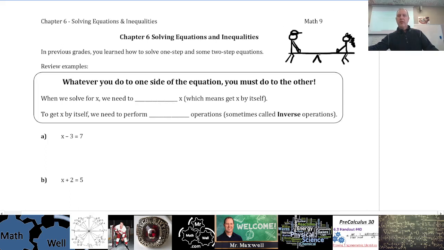So if Jimmy looks a little bit bigger than Sally, but the teeter-totter is exactly equal, then these two are equal. This quantity over here is equal to this quantity over here. It would be the same mass, same weight, that's equal. So in an equation, you think about that.